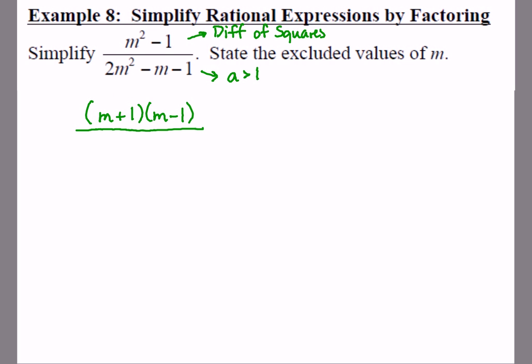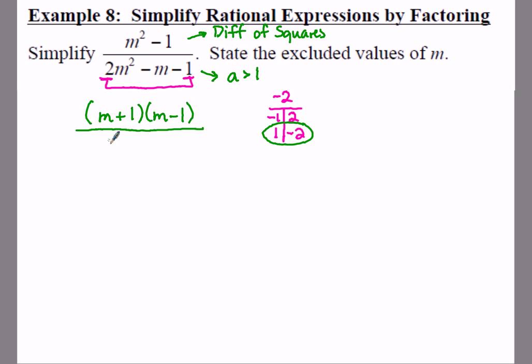Now the bottom, we have this number 2 out front. So we're going to actually have to multiply 2 times the negative 1. So that's going to give us negative 2. So you need factors of negative 2 that add up to a negative 1. So you have negative 1 and 2, or 1 and negative 2. And the numbers that actually work here would end up being 1 and negative 2.